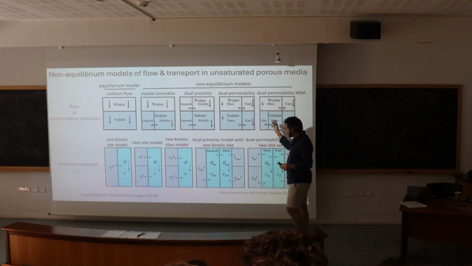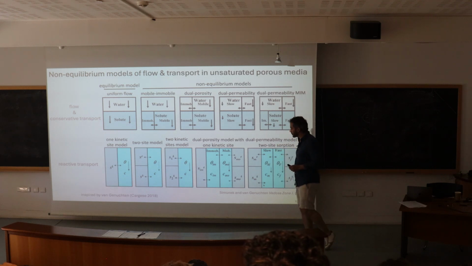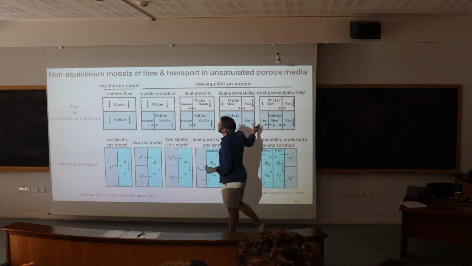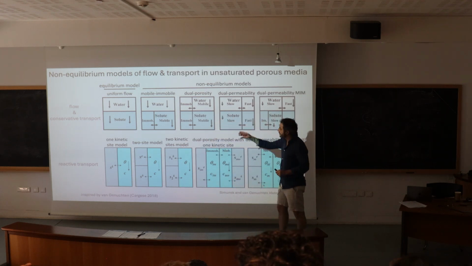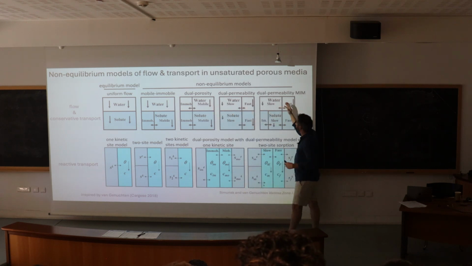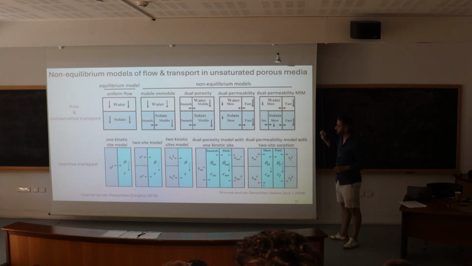And we have here a very nice summary that was done by Jirka Simunek and Van Genuchten. Van Genuchten was here in 2018 in this summer school, the same that we are attending now. And then they propose all of this bunch of different models, the equilibrium one, the one that I just explained, but also non-equilibrium models like mobile-immobile, dual porosity, dual permeability with mobile-immobile. I mean, there are many variants of this.